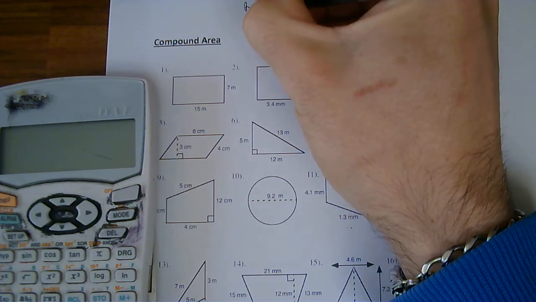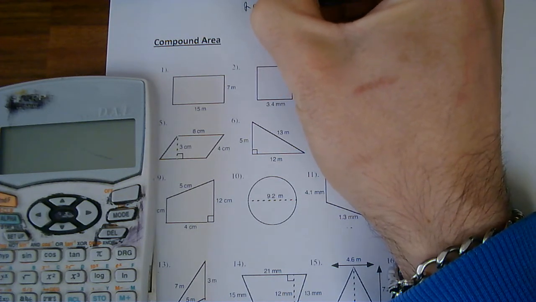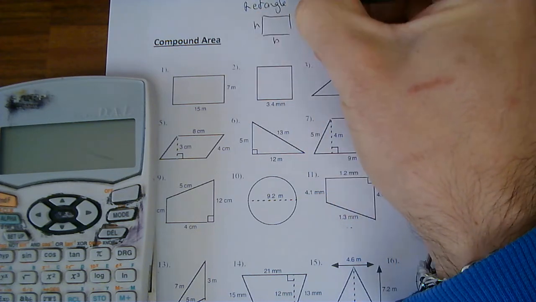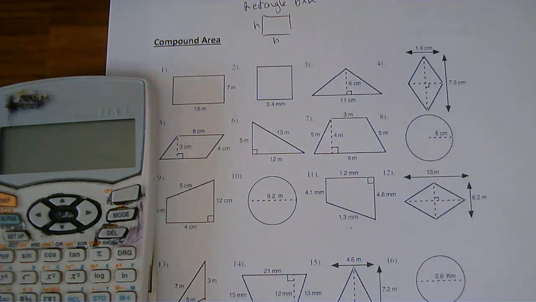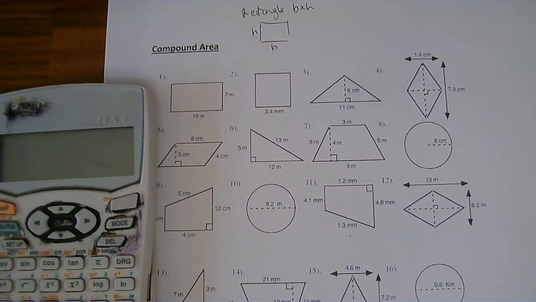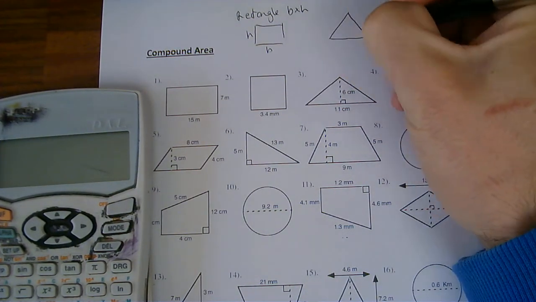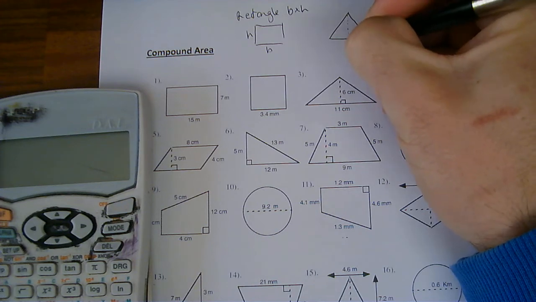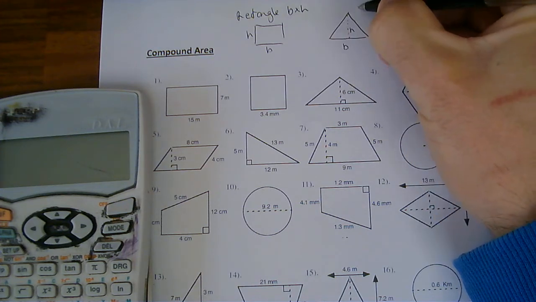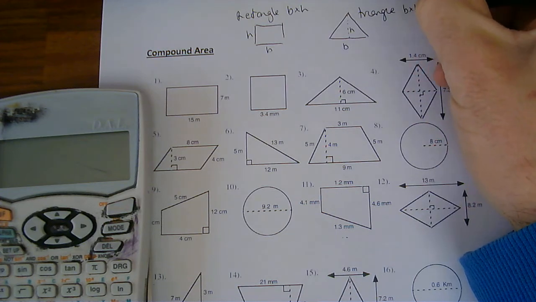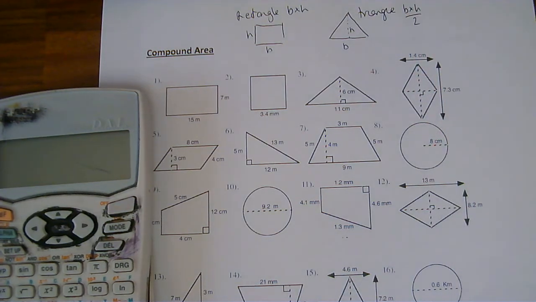Our area of a rectangle is our base times by our height. It's going to be really important. The next one we need to know is our area of a triangle. Now I've not drawn a right angle triangle to make it clear. That's our base times by our height, and then remember we divide by 2. So base times height and then divide by 2.